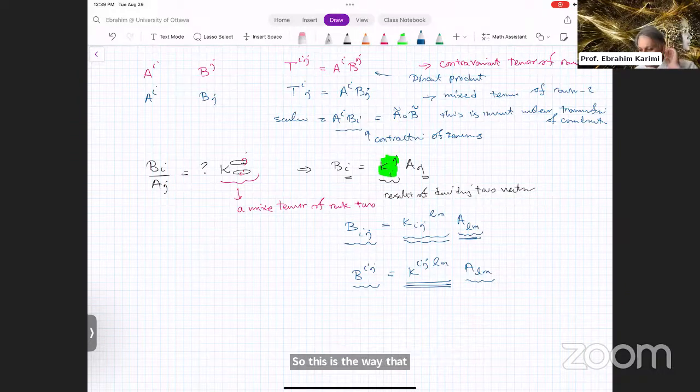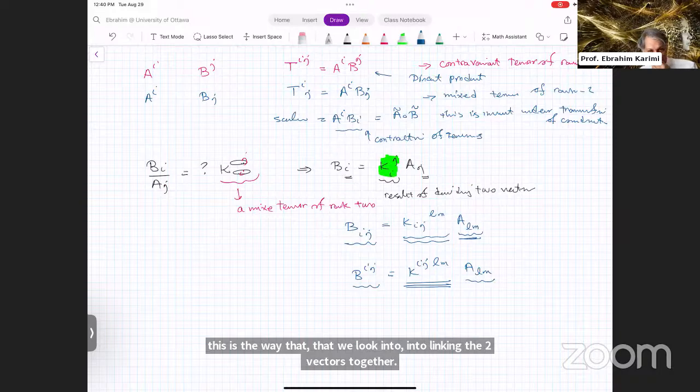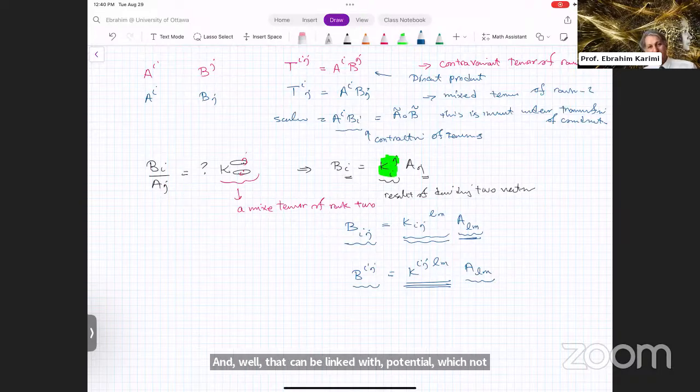So this is the way that we link two vectors together, and that can be linked with a tensor, which not necessarily is given by the summation of two indices, which in these cases is a tensor of rank 4. But it can also be a tensor of rank 2 or rank 3, depending on how many indices this tensor may have. So Isa is asking, does A_i divided by B_j have any physical interpretation? I would say yes. You will see it in a minute, I will explain it to you.